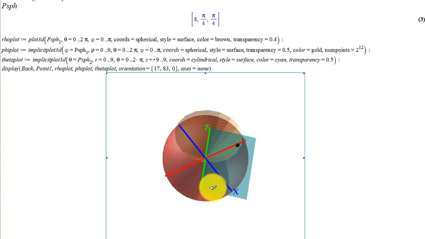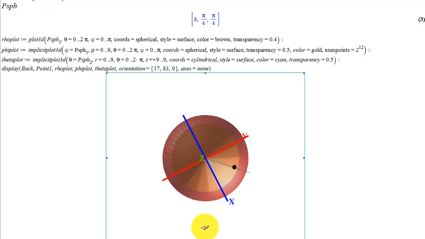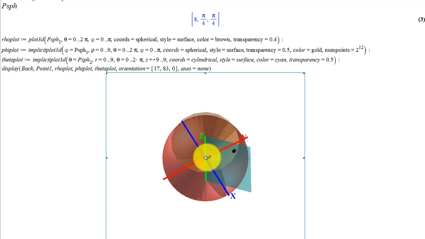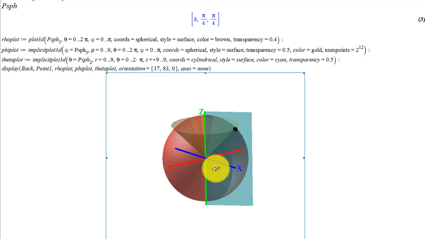Now here is theta. If we look straight down the z-axis, the angle from the positive x-axis around to the plane containing the point. And then finally, the phi is the angle from the positive z-axis over to the line that goes through the point and the origin.